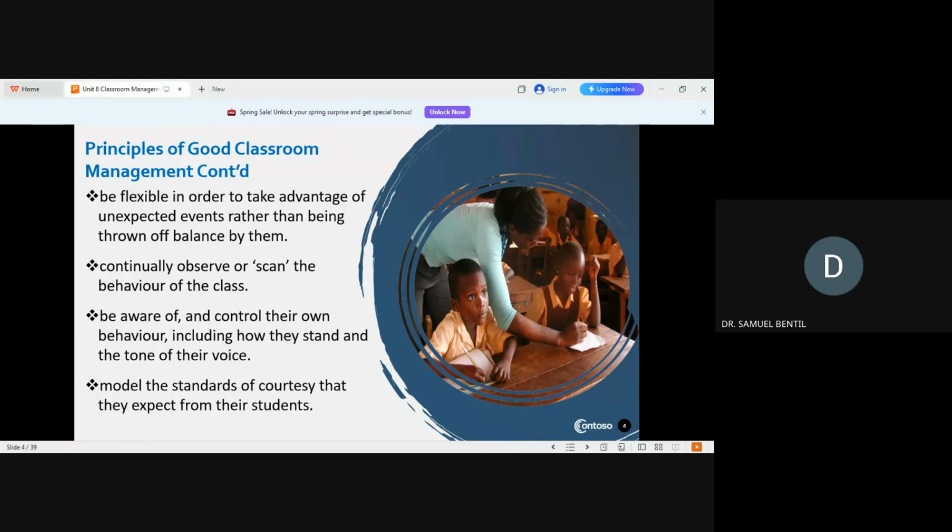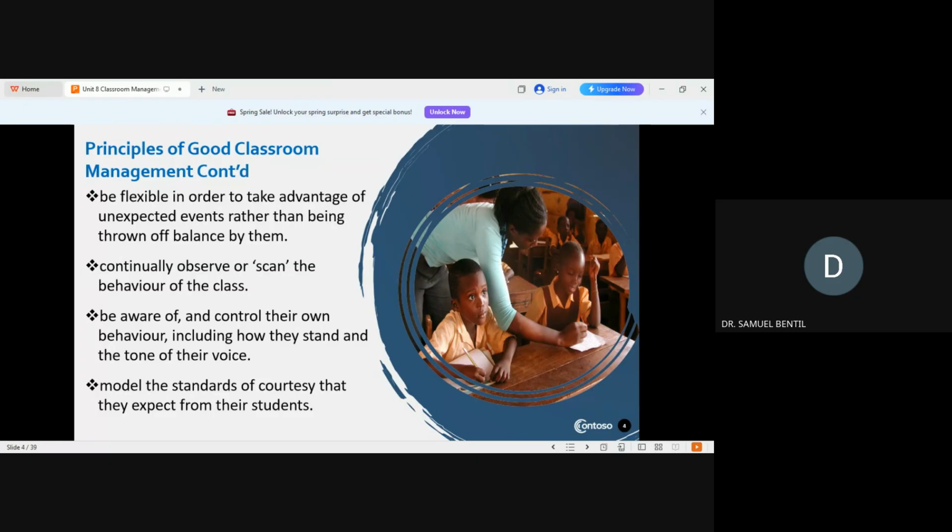Also, as a teacher, you must continually observe or scan the behaviors of the class. Teachers, you must have an eagle eye to be able to scan through the class to see those who are misbehaving and not paying attention. In fact, those students who like disrupting classes and misbehaving so much are not interested. They don't like sitting in front. Most of them will sit at the back and be fooling around.